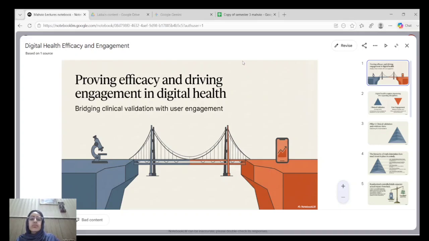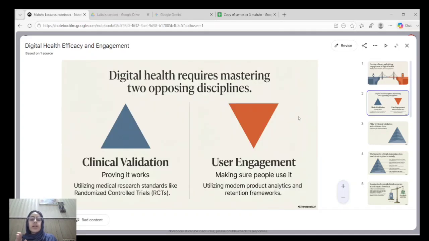If your app is medically perfect but no one opens it, it fails. If your app is incredibly popular but clinically useless, it is dangerous. And we have to build the bridge between the two. To build the bridge, we have to understand that digital health requires mastering two opposing disciplines.